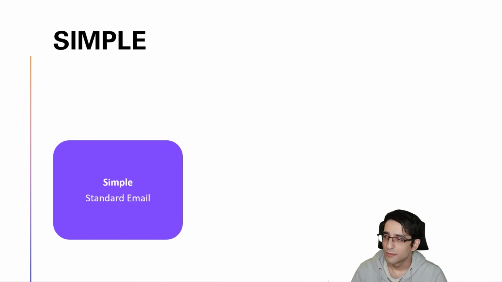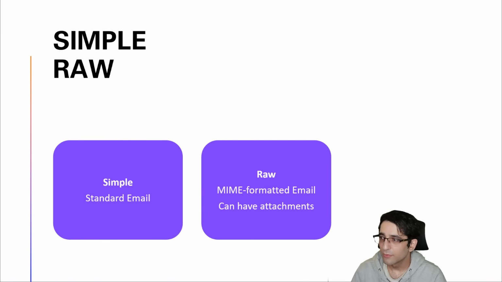Simple does let you send emails, but it does not allow you to have attachments. So if you do want to have attachments, then we get to the second option, which is a raw email. A raw email is a bit different than a standard email. For a standard email, you only need to add either your text or your HTML. In a raw email, you're actually writing it in MIME format. That's a special email format. And then you can attach files to your email as well.